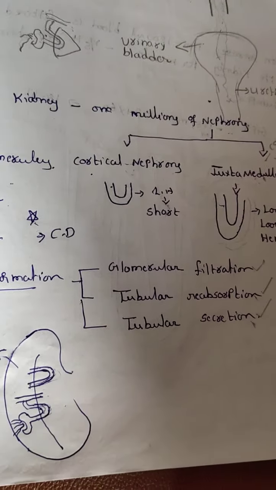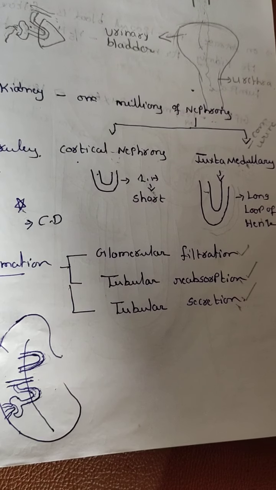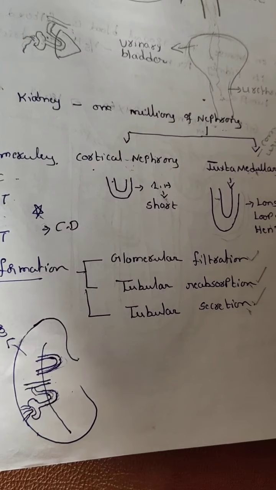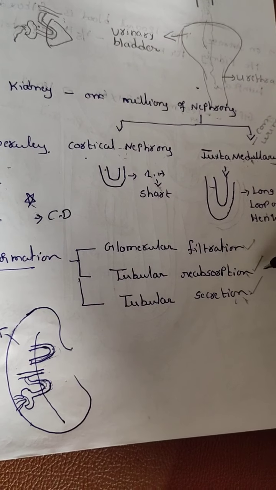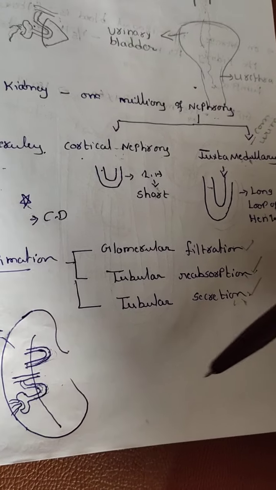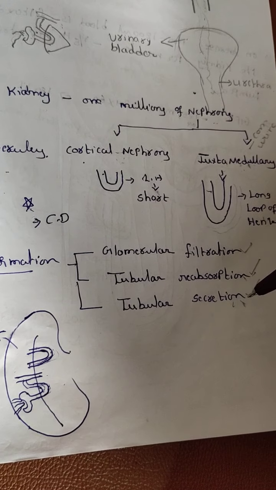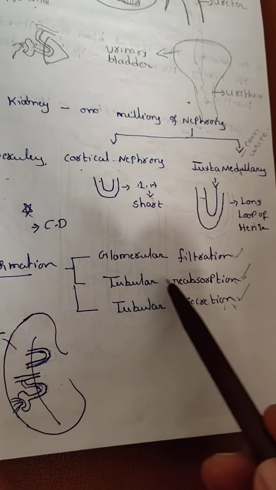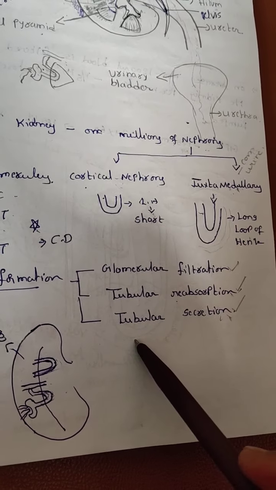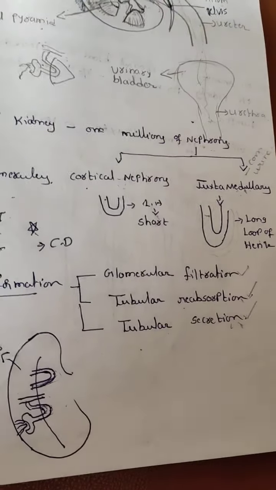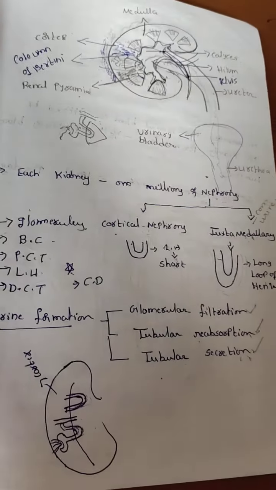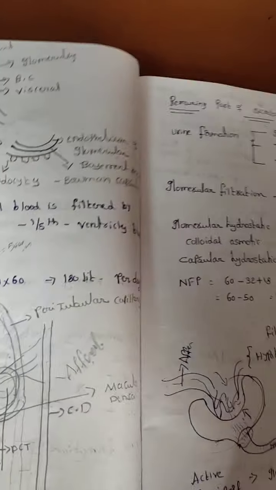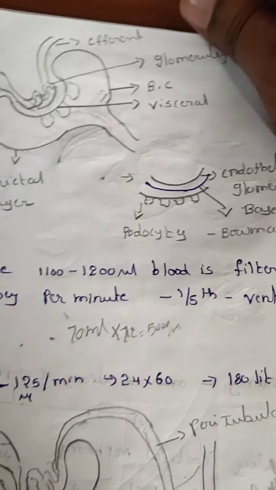For urine formation, we mainly need three steps. What are the three steps? The first step is glomerular filtration. The second step is tubular reabsorption. The third step is tubular secretion. To put it correctly, tubular selective reabsorption and tubular selective secretion is the correct statement. Now, according to urine formation, first we will look at the structure of a nephron.